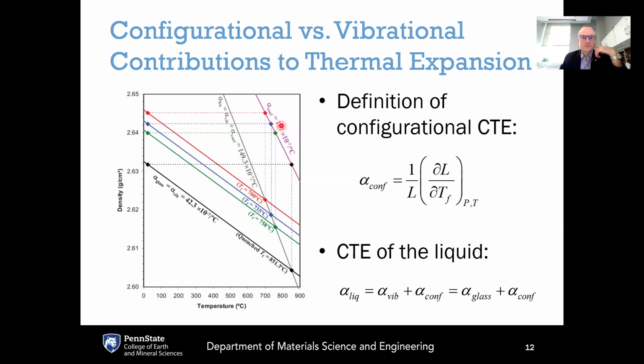cooling rate. Now, the configurational part of the CTE is given here by this line in the upper right-hand corner. And this is obtained simply by measuring the density of these glasses that were formed with different fictive temperatures. So if you take these 4 different samples that all have the same glass chemistry, but have 4 different thermal histories and therefore 4 different fictive temperatures, measure their densities. Their densities are located here.